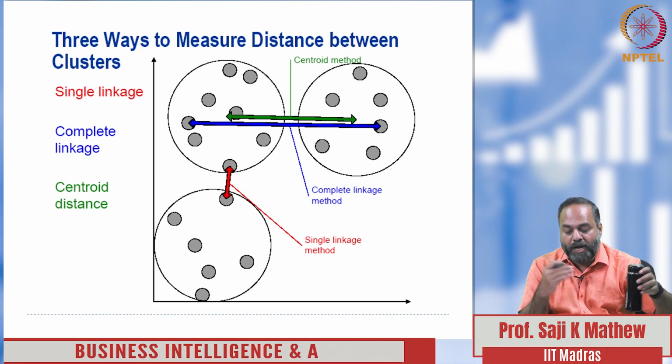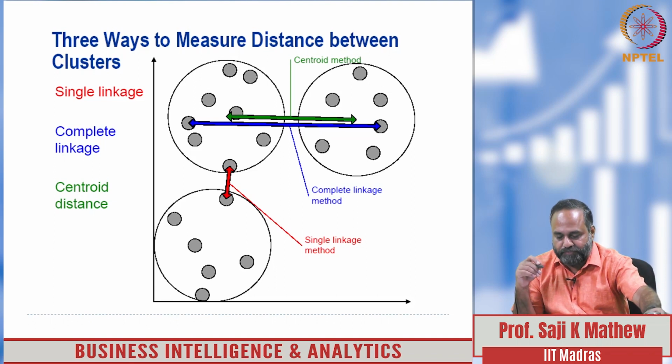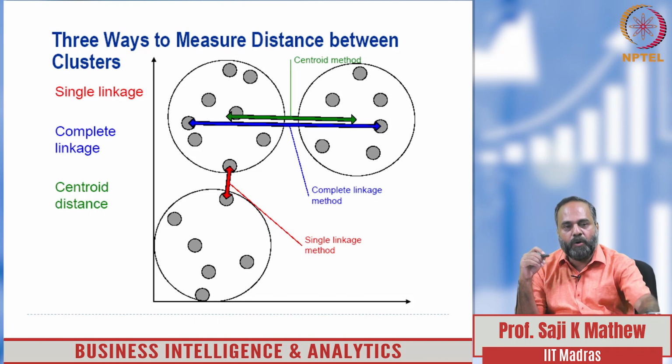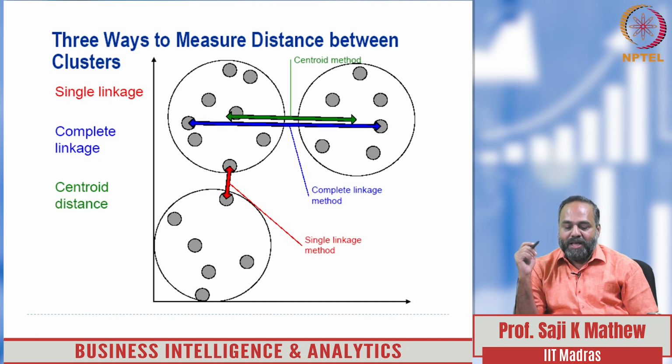Now, one concern for us here is how do we have a measure of distance between clusters. Graphically, this diagram illustrates how the distance between clusters can be measured. There are three common measures available: single linkage, complete linkage, and centroid distance.